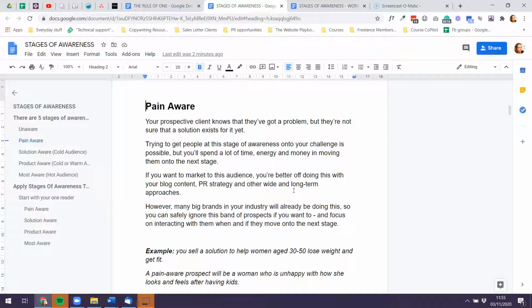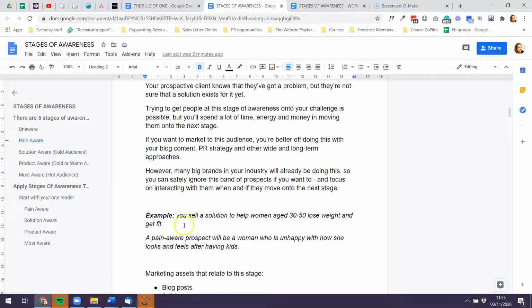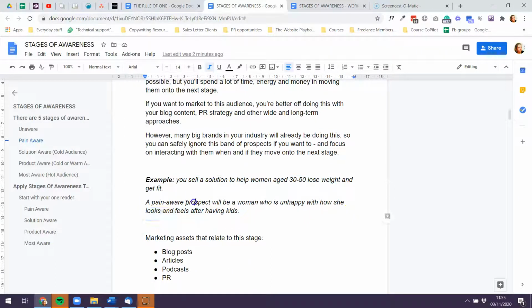These are the people who know they've got a problem, but they're not quite sure what the solution is for it yet. So if we look at our example of this program that helps women of a certain age lose weight, a pain or problem aware prospect will be a woman who is in that age group, and she's unhappy with how she's looking or feeling, say after having kids. So you could dial in and be that specific about it.